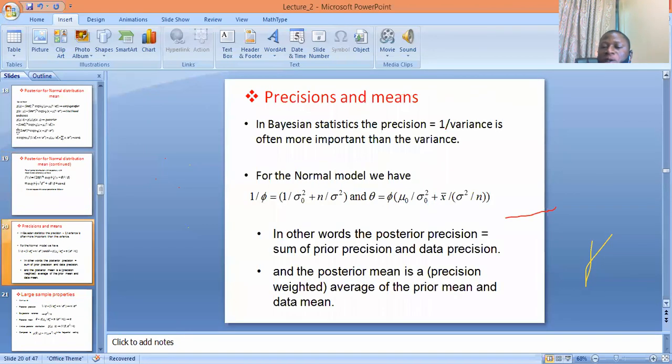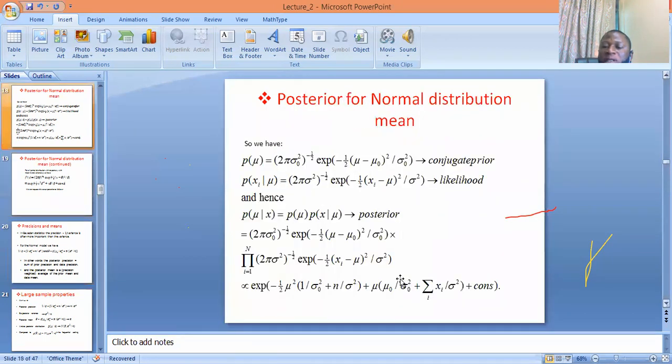Now solve that out. We are saying that 1 over phi, remember, 1 over phi is the same thing as phi to the power negative 1, which is just the inverse of phi. Now that is equal to 1 over the variance of the prior distribution plus the number of data points divided by the variance of the data. And the mean, remember we said mean over phi is equal to this component here.